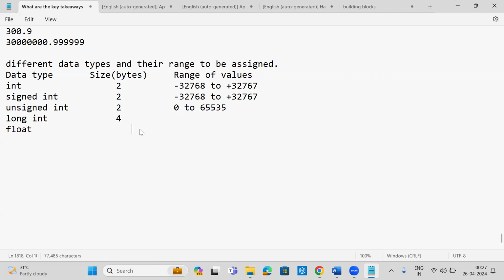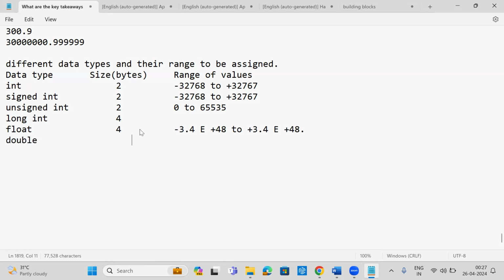Then we have the float data type, which has a decimal point. So this size will be again 4 bytes. It can store the value minus 3.4 to the power 48 to plus 3.4 to the power 48. You can see this is the range for the floating data type.